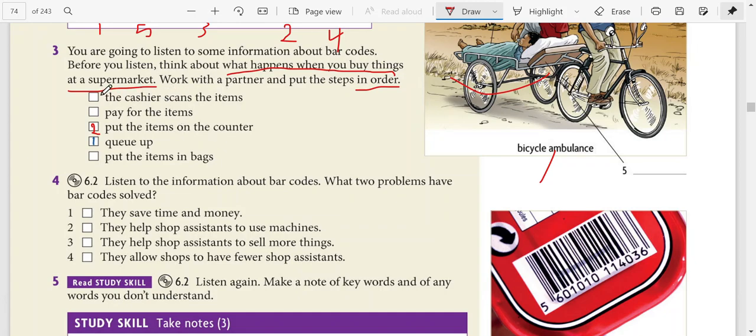And after that, the cashier scanned the items. After that, what should you do? Okay, tell me. Okay, put the items in the bag.